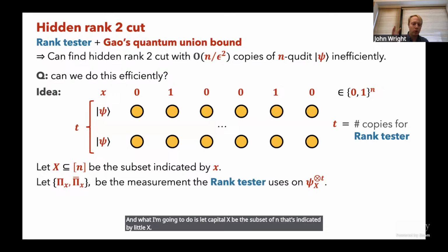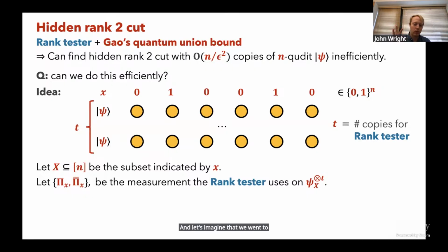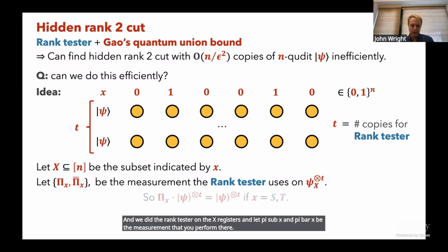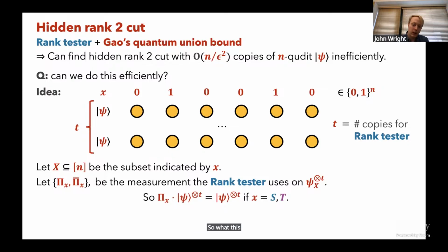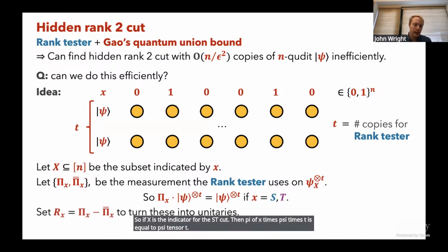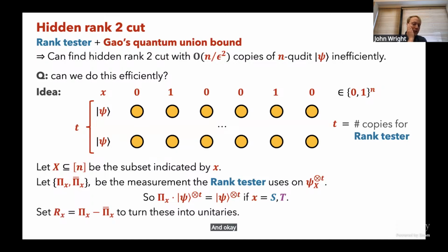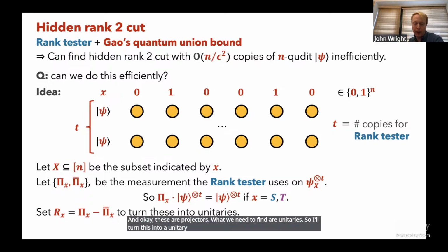And let's imagine that we went to these registers, the X registers, and we did the rank tester on psi on the X registers, and let pi sub x and pi bar x be the measurement that you perform there. So what this would say is, if it is indeed the correct cut, so if x is the indicator for the s-t cut, then pi of x times psi tensor T is equal to psi tensor T. And okay, these are projectors. What we need to define are unitaries. So I'll turn this into a unitary by setting r of x equal to pi of x minus pi bar of x.